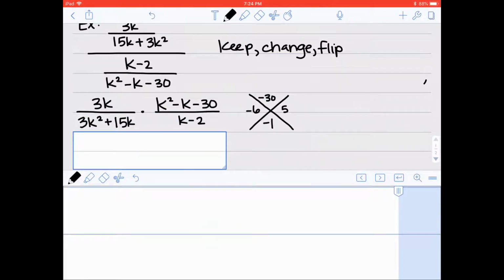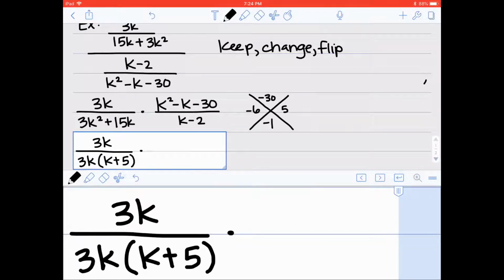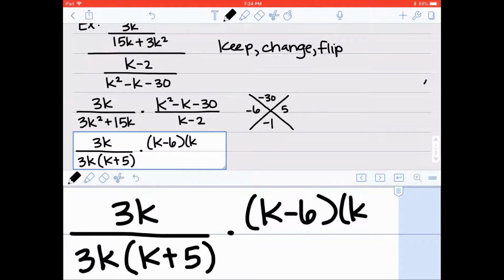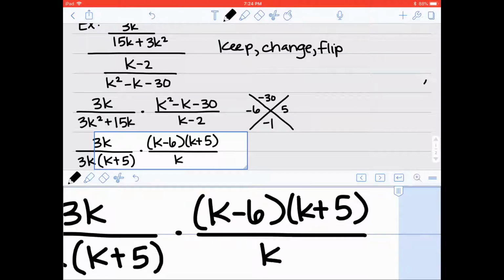Okay, so the 3k on top is going to stay. And then on the bottom of that, 3k squared plus 15k, we have a GCF of 3, and we have a GCF of k. If I take those out, then my leftovers would be k plus 5. So the first expression is all factored. The second expression, we already figured out the numbers. It would be k minus 6 and k plus 5, and then that's all over k minus 2.